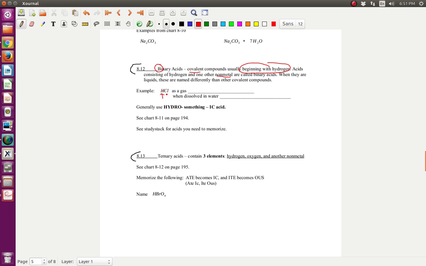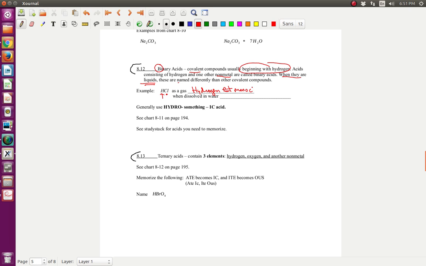Now, when HCl is a gas, that means it's not mixed in water, because acids, when they are liquids, are named differently. So when HCl is a gas, that's not a liquid. So we name it then as just hydrogen chloride, or hydrogen monochloride.